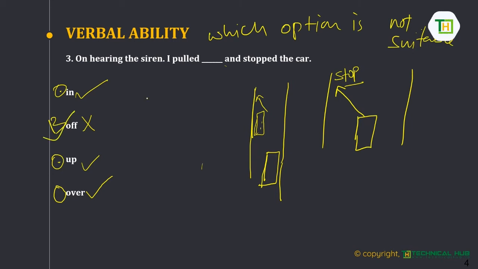So hope you learned today these three words: pull in, also parking a vehicle into one corner of the road, and pull up also the same, and pull over also the same. Please try to understand and remember this. Right. Next, moving to the fourth question.